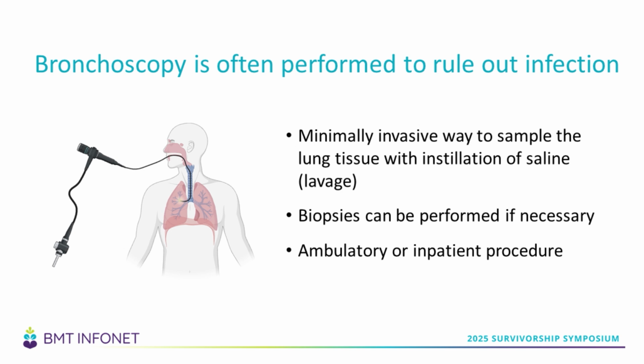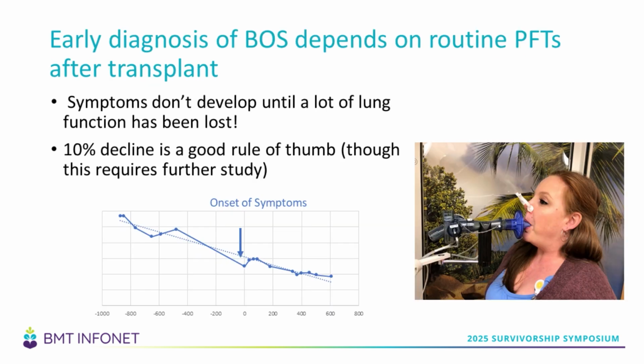And then bronchoscopy is often performed to rule out infection, and this is actually important because infection can complicate the lung function and also promote BOS. It's a minimally invasive way to sample the lung tissue with instillation of saline. This is called lavage. Biopsy can be performed if necessary, but often we forgo this because that's a little more risky than just doing a lavage. Generally, people tolerate it as an outpatient procedure.